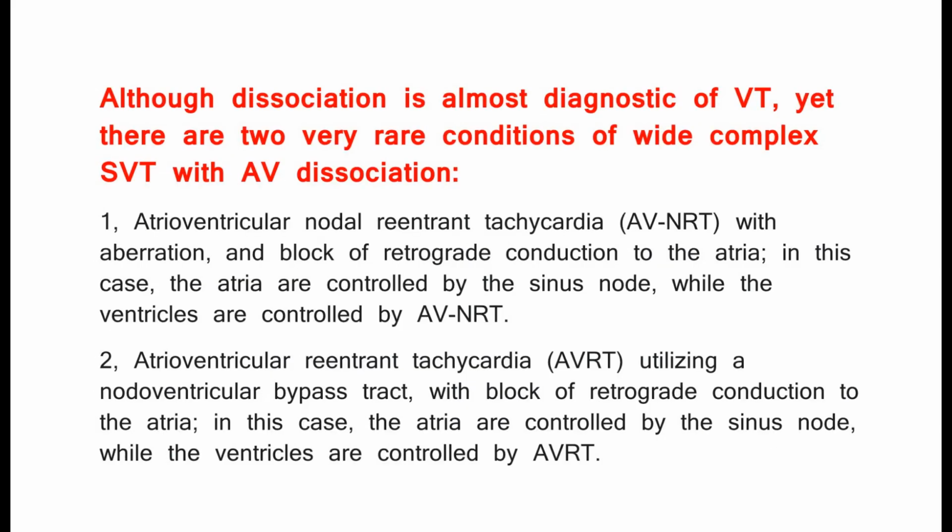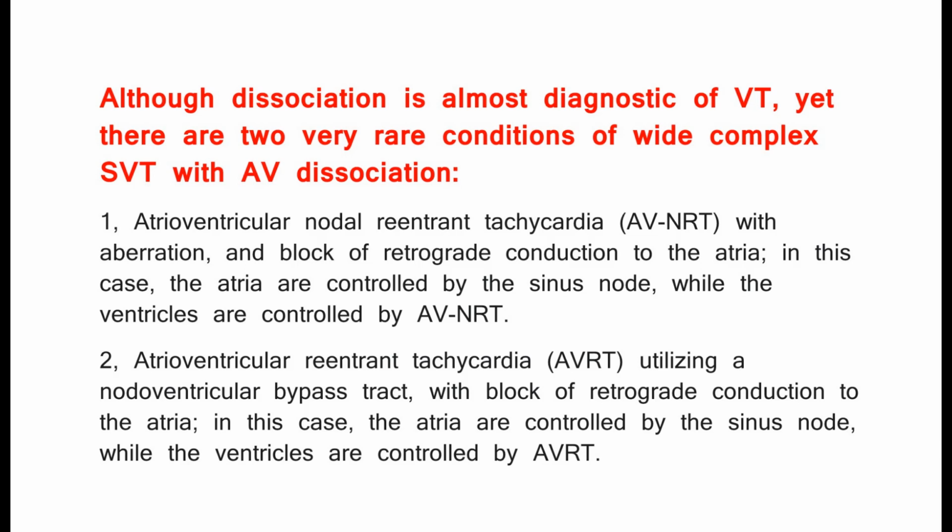Although dissociation is almost diagnostic of VT, yet there are 2 very rare conditions of wide complex SVT with AV dissociation. 1. Atrioventricular nodal reentrant tachycardia, AVNRT, with aberration, and block of retrograde conduction to the atria. In this case, the atria are controlled by the sinus node, while the ventricles are controlled by AVNRT.